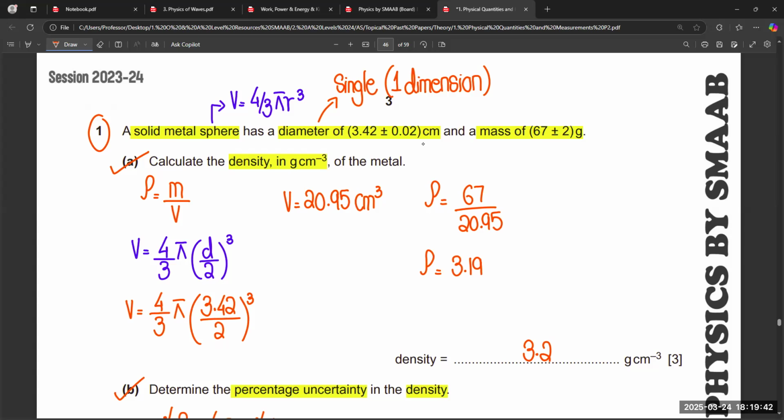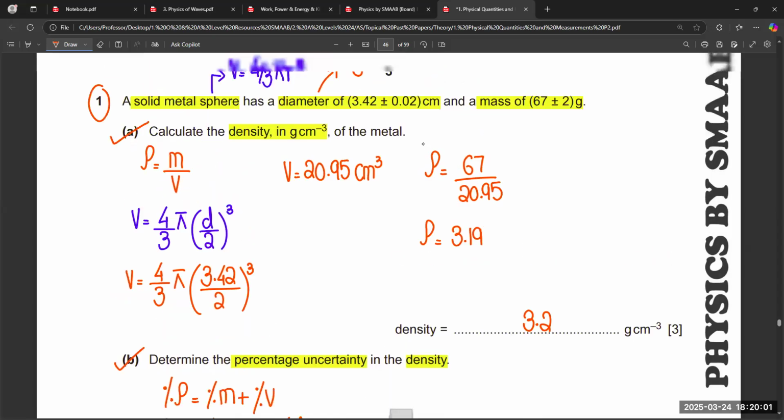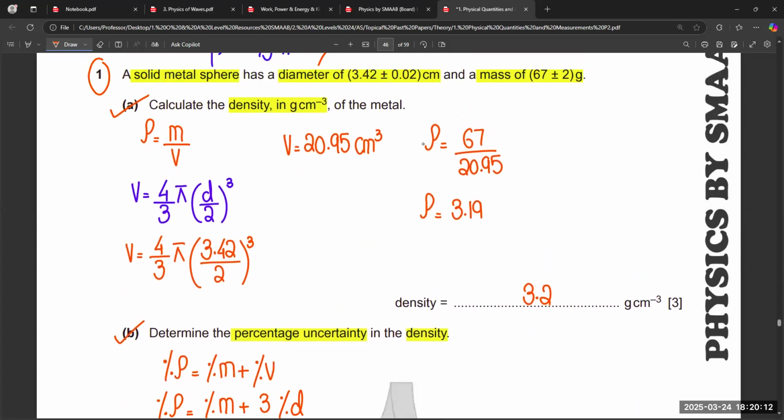Diameter represents one. So it means that in place of volume, we have to write three times the diameter uncertainty, right? Because in diameter, we have one dimension. If we multiply by three, it will convert into three dimensions. So the uncertainty is 0.02 and for mass it is 2.